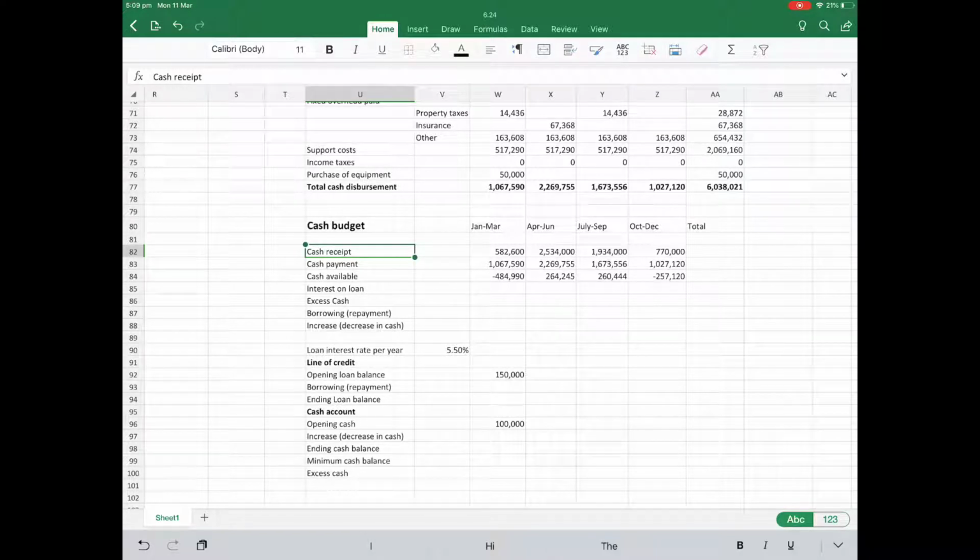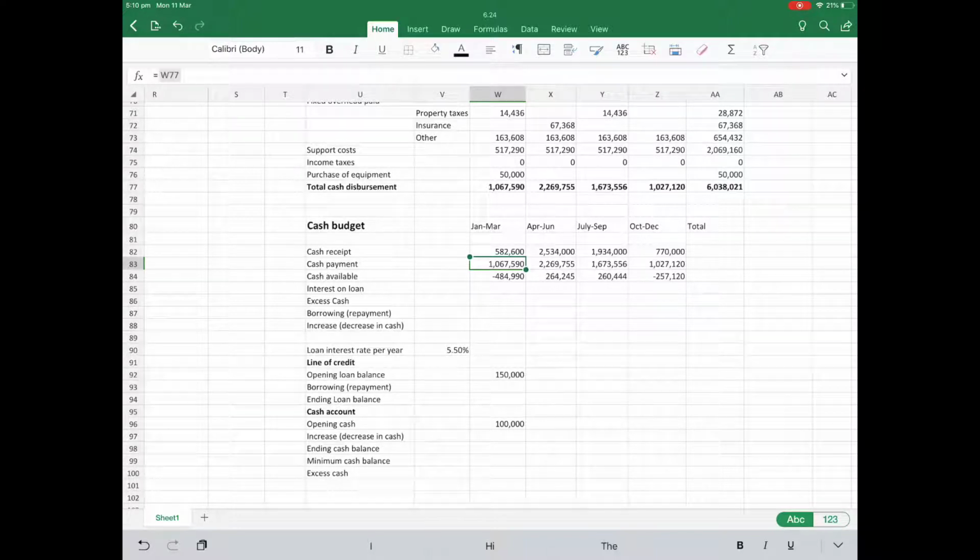In case they do not meet the minimum cash requirement, they have to make a bank credit. So the interest that they pay depends on how much money they owe the bank. Before we calculate the interest, we have to know how much we owe the bank. Firstly, we just transfer the amount of cash receipt and cash payment from the cash receipt and cash disbursement schedules that we did in the last two videos.